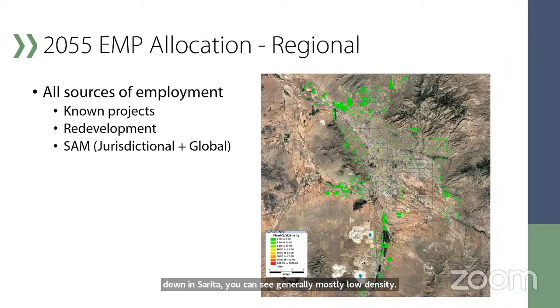Moving on to the employment allocations. Whoops, I see what happened. The maps got switched. This one here was the residential density regional map. I think I may have just switched those two. My apologies. Again, however, this does extend to all sources of employment, which are the known projects, redevelopment, as well as the SAM allocation.